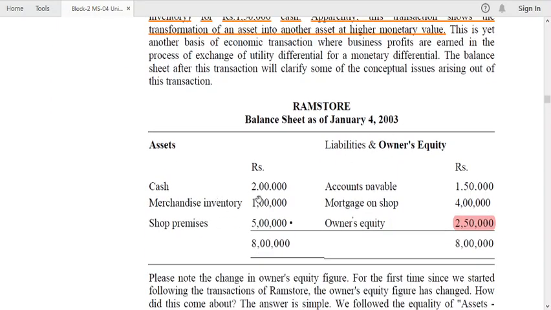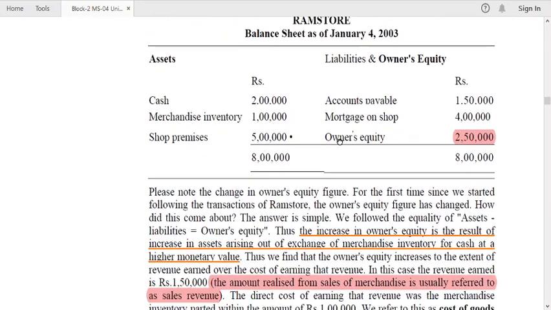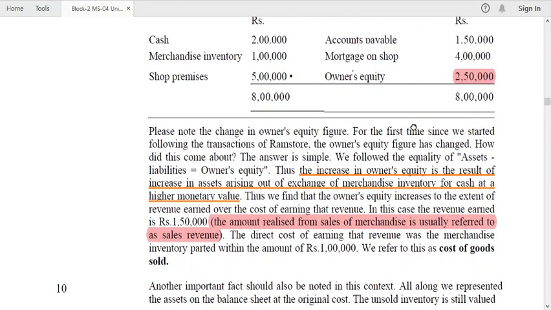Okay, cash is increased to 2 lakh rupees and merchandise inventory decreased to 1 lakh rupees. This amount of decrease is not equal to the amount of increase in cash. Therefore, whatever is extra is treated as a profit. That profit will go to the owner's equity. Earlier it was owner's equity 2 lakh rupees. Now it is 2,50,000 rupees.